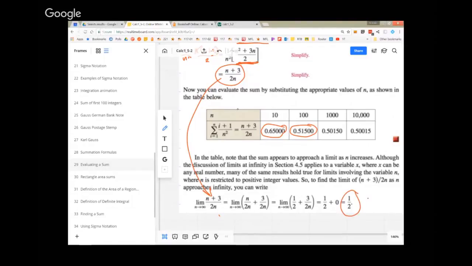And does this appear to be approaching 1 over 2? It sure does. You see how that's getting closer to 0.5. So that's tying a little bit of our previous work together. This makes sense, that this is heading toward a number, because we know how to take a limit like that. Okay.